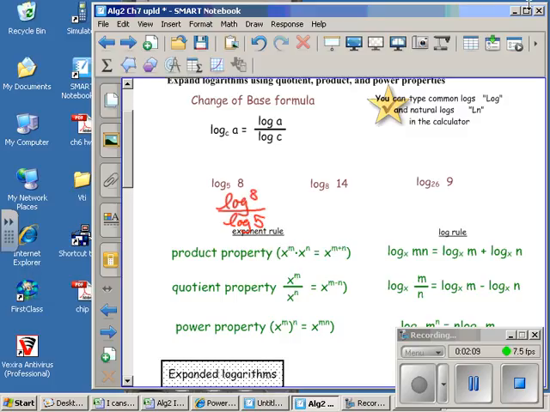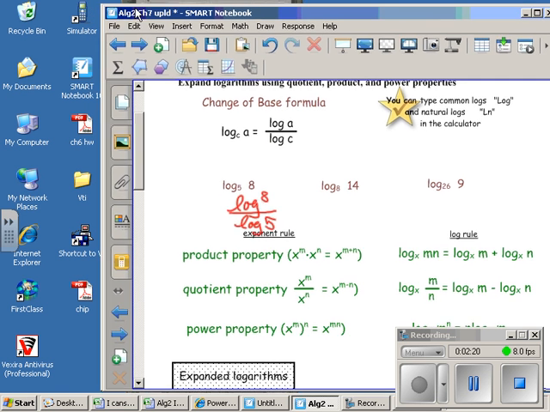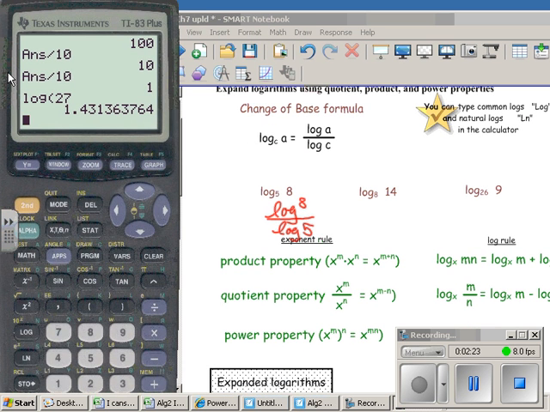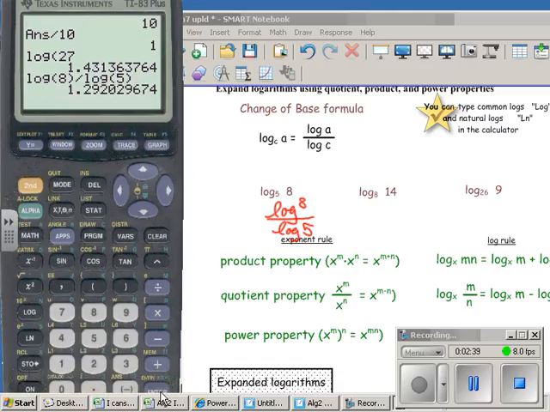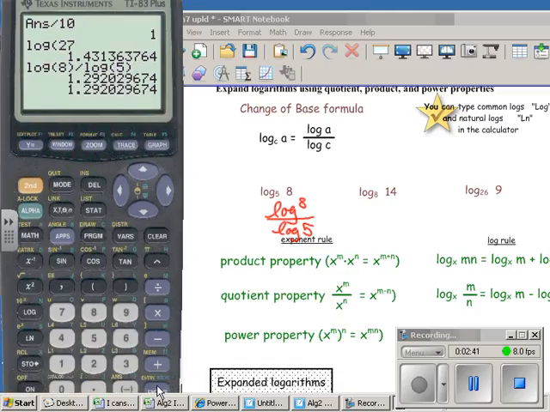The number on the far right goes on the top, and the one near the log, the answer goes on the top, and the base goes on the bottom. 1.292029674. So, good job. You would do log of 8, make sure you close your parentheses, divided by log of 5, make sure you close your parentheses, and you get 1.2920.